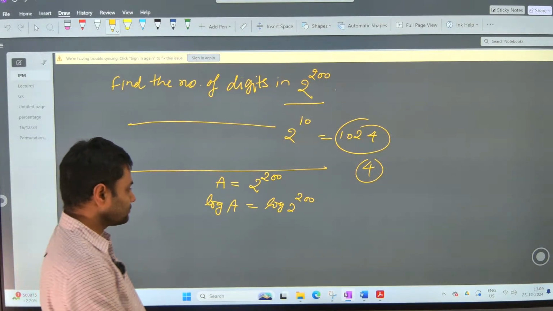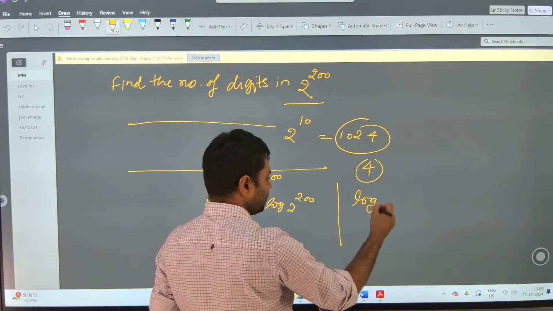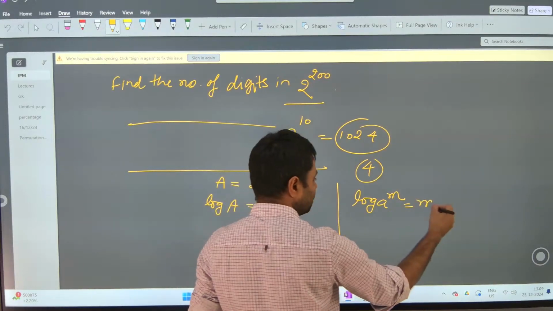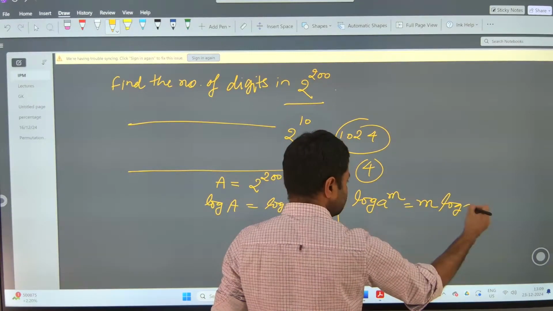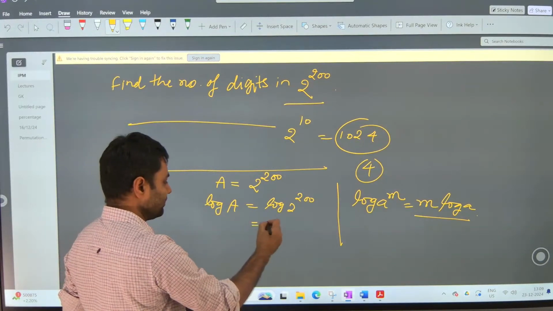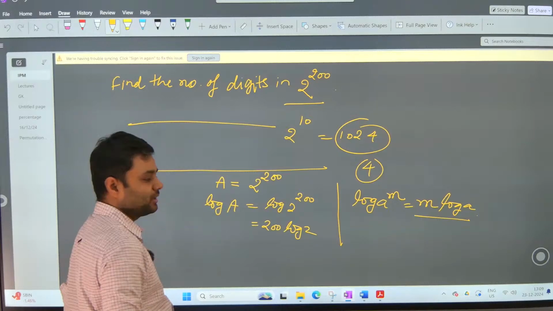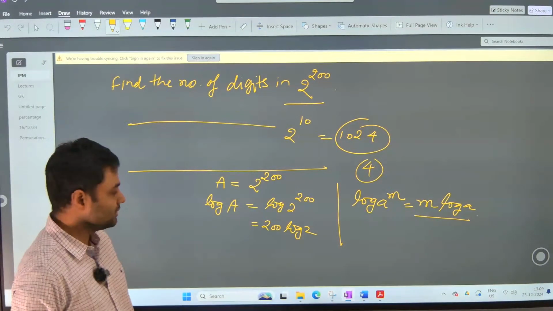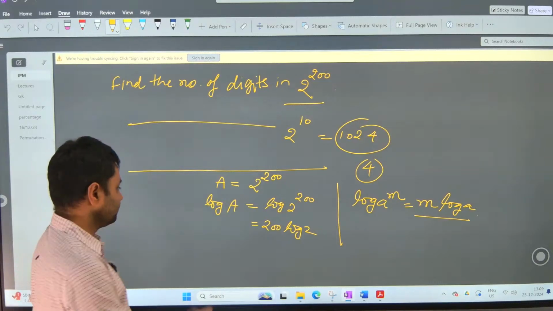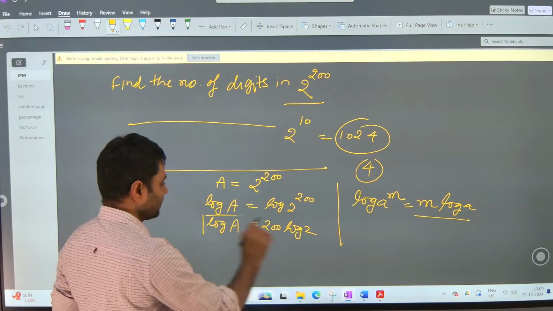So there are some properties of log. I am sure you know those properties. If it is log a power m with any base, it becomes m log a, right? So here I can use that property, so it becomes 200 log 2. So this comes from the properties of log. If you don't know that, you will have to separately see a video on properties of log. So log a is 200 log 2.